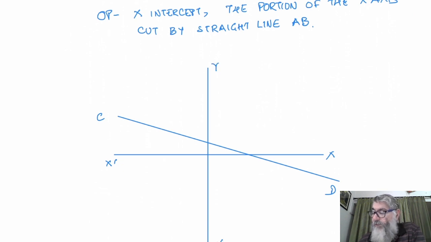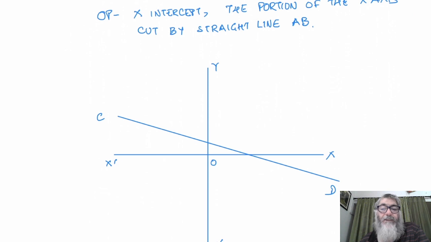Now again, we have the two axes, x-axis and y-axis. X' or x is the x-axis, which is also called the abscissa, and the y-axis is the ordinate axis, y or y'. O is the origin, and the line CD. Now look at this condition.